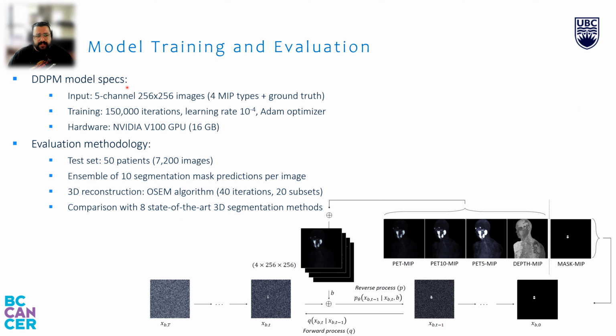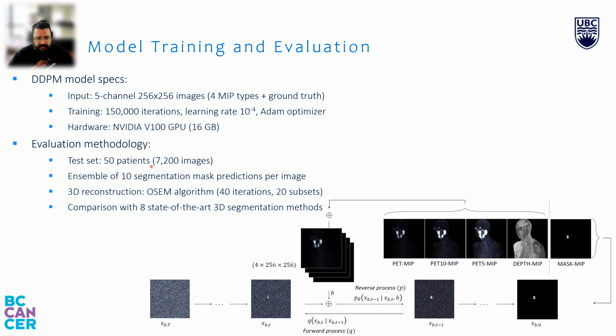Our DDPM model takes 5 input channels: four channels of prior information from the different types of MIPs, and also the ground truth segmentation mask. We train it for 150,000 iterations using a learning rate of 10 to the minus 4, using the Adam optimizer on a single GPU with 16 gigabytes of GPU memory.